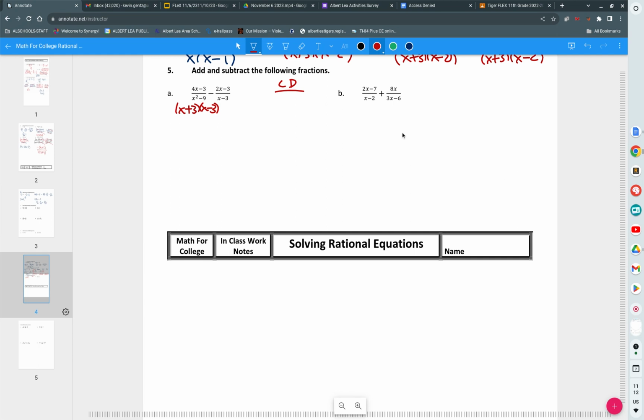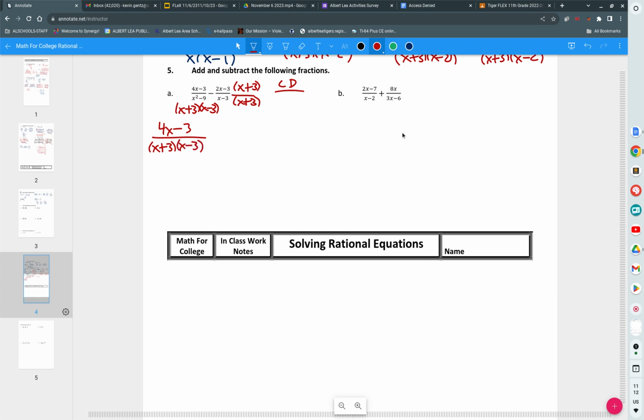Okay, boys and girls, if you look at this situation here, x squared minus 9 does factor into x plus 3 times x minus 3. And so therefore, it already has an x minus 3. So we're going to multiply the top and bottom by an x plus 3 over x plus 3. So the portion on the left stays the same. I have a 4x minus 3 over x plus 3 times x minus 3. That part stays the same.